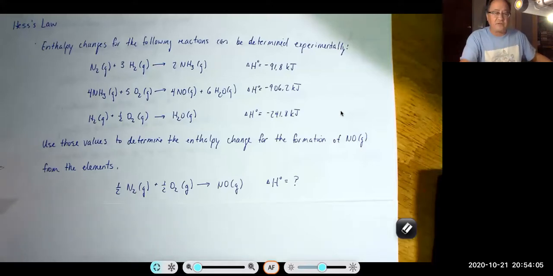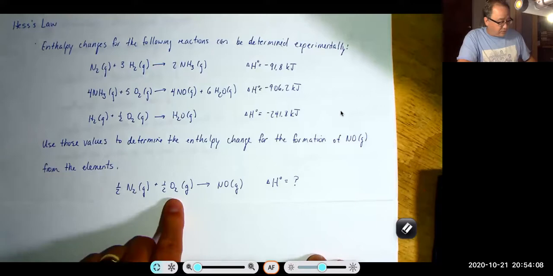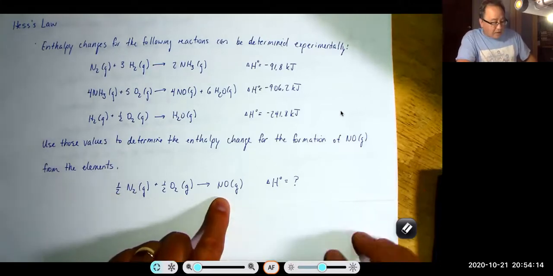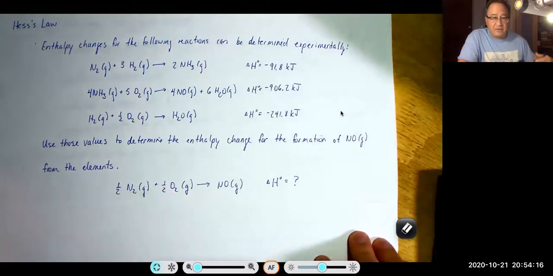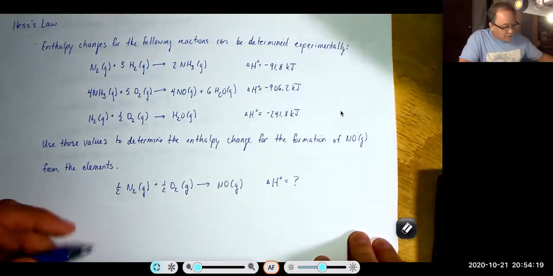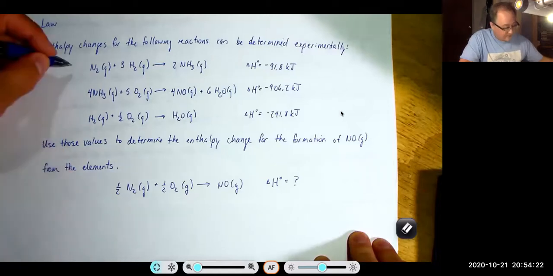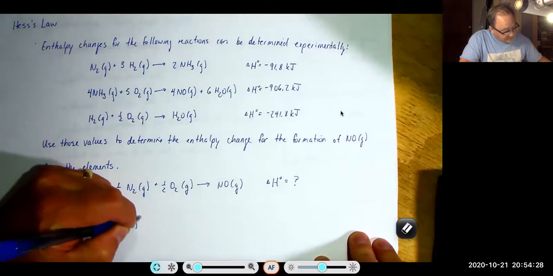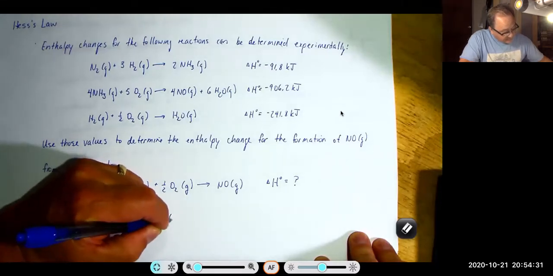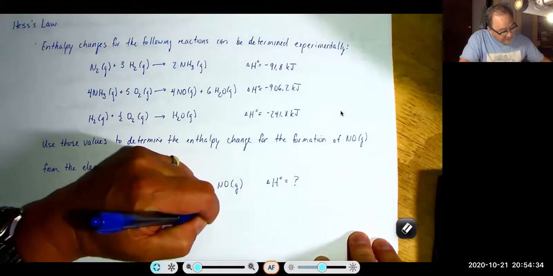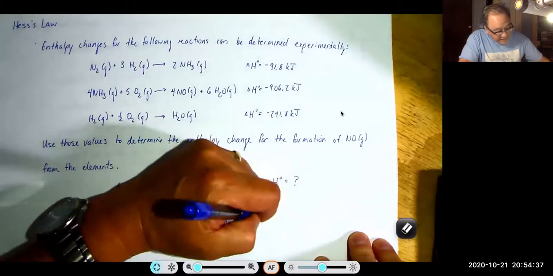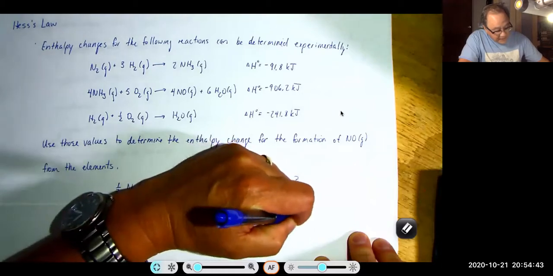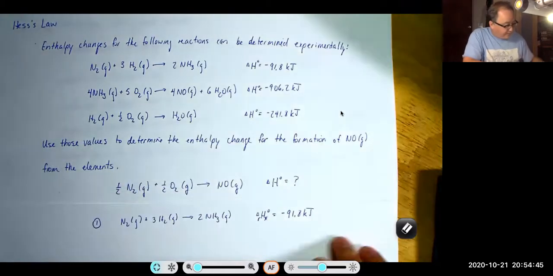So let's think ahead. If N2 plus O2 gives me 2NO, how would I get the enthalpy for this reaction? And the answer is I would half it. So I'm going to go ahead and use this reaction as given. I'm going to call this number 1, N2 gas plus 3 H2 gas gives me 2 NH3 gas, and the heat of reaction is equal to negative 91.8 kilojoules. So there's one of them.